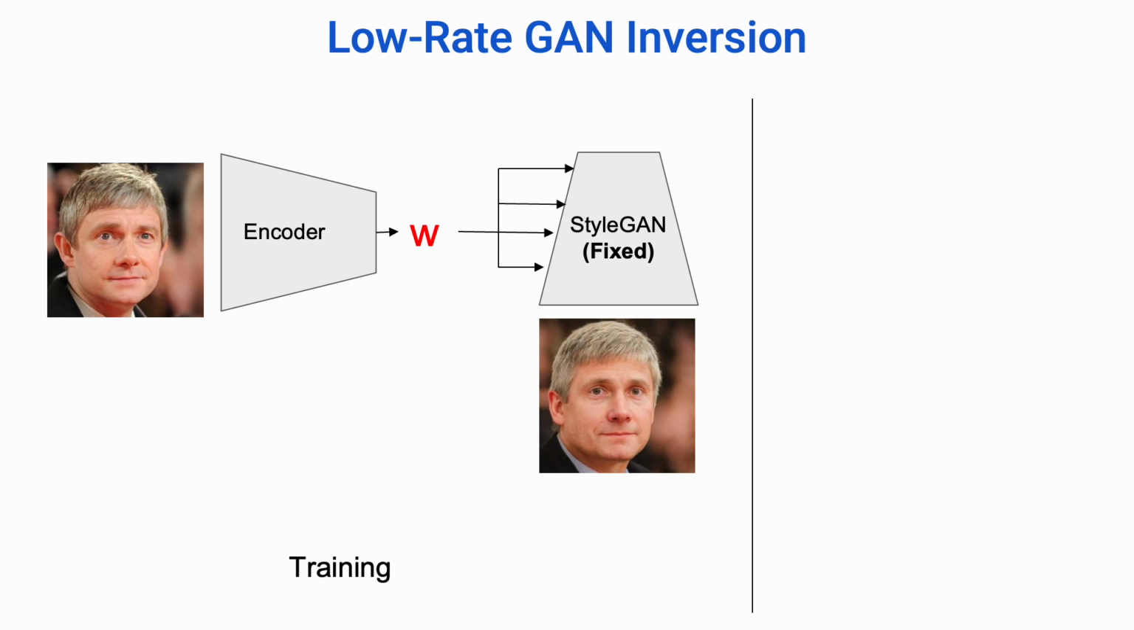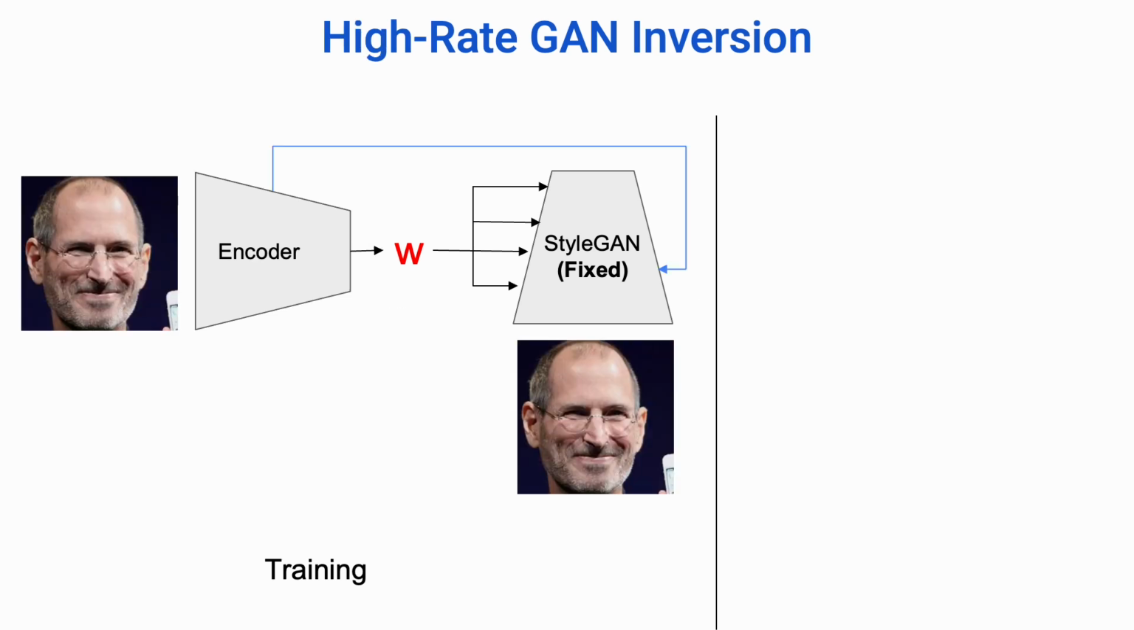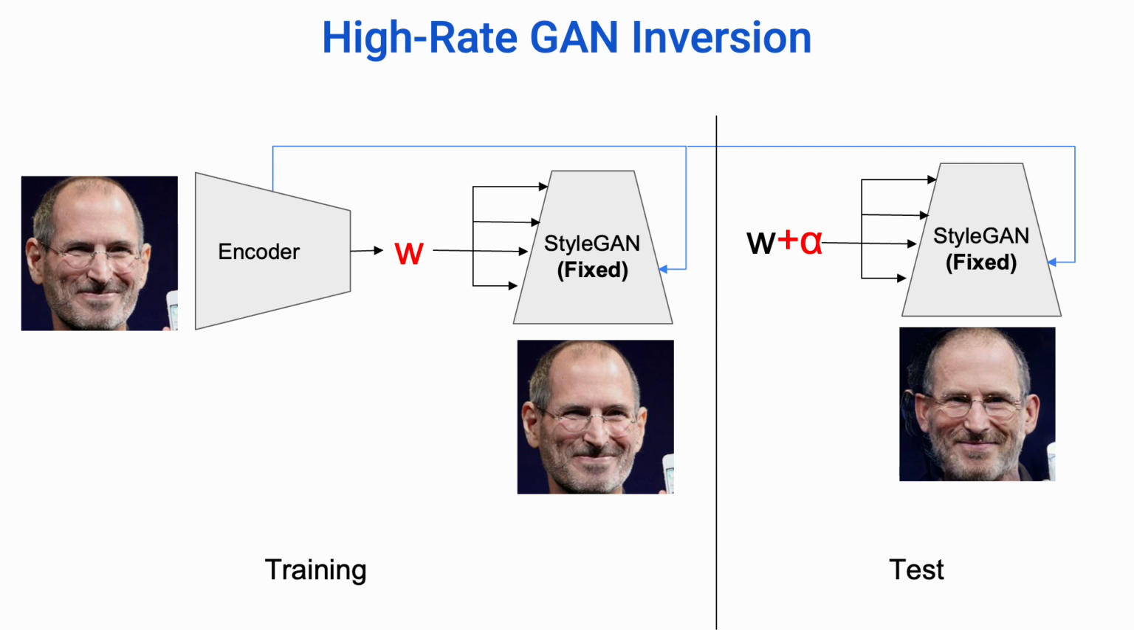Low-rate GAN inversion models train an encoder. However, this approach causes an information bottleneck, and many details are lost. At test time, we apply the known edits. High-rate GAN inversion methods train an additional skip connection between the encoder and the decoder. With this new setup, they can achieve high-quality reconstructions. However, at test time, the features are not changed correctly.